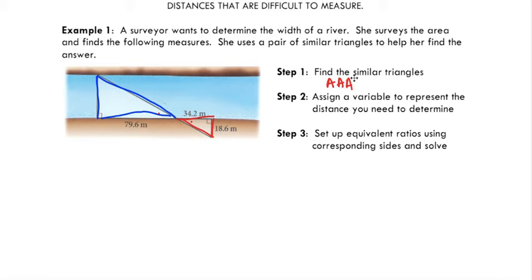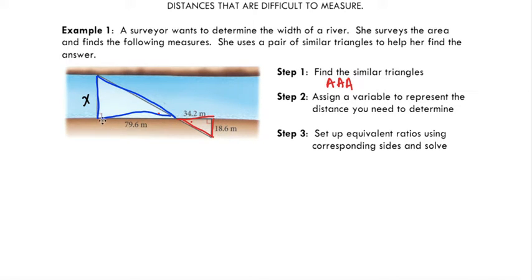So now what we want to do is assign a variable to determine the distance. She wants to determine the width of the river, so she's looking for this dimension that's across from the river, the height of this larger right angle triangle. So this is the dimension that I'm trying to find.